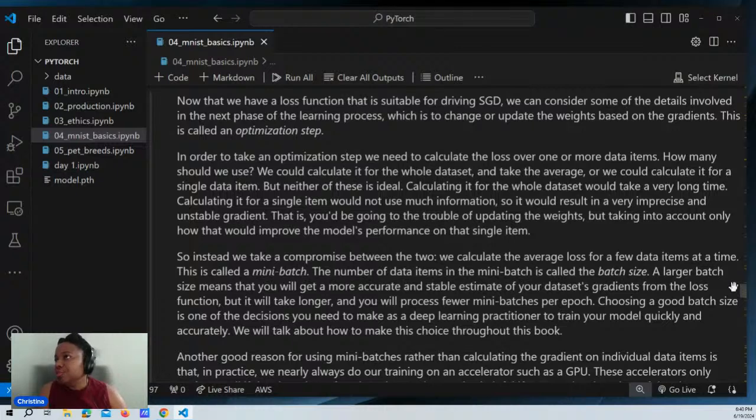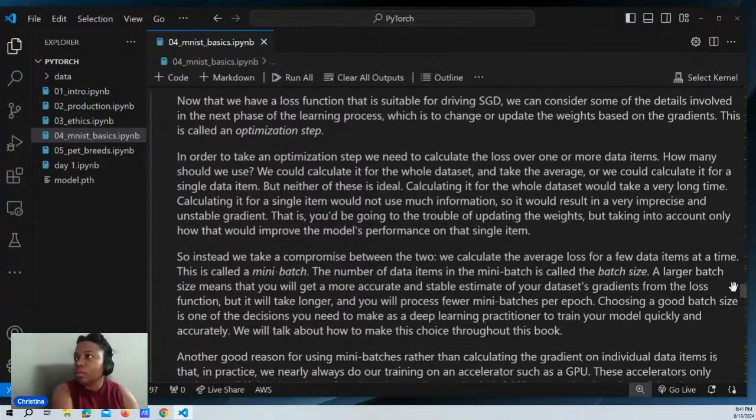How many should you use? The whole data set, average, single data item. Because of time, not having enough information. That's why the whole data set would take too much time, and looking at a single item wouldn't be enough information. So how do we get as precise as possible without making it unstable is kind of the question here.